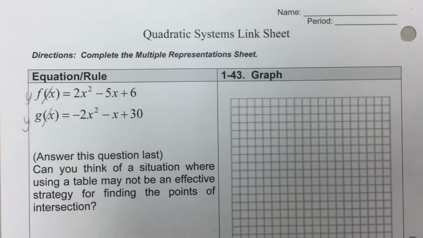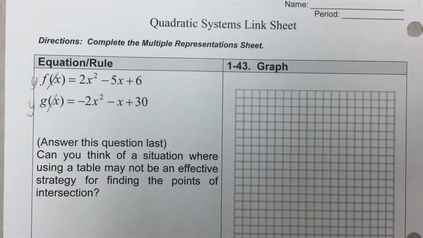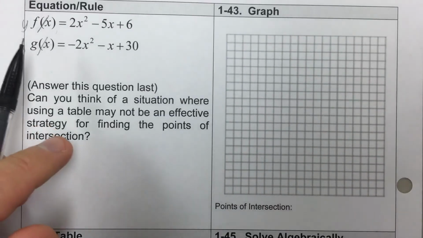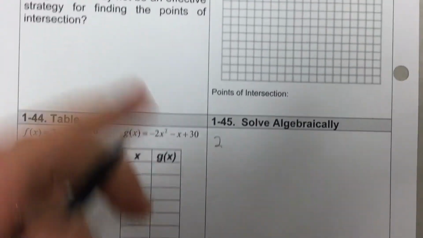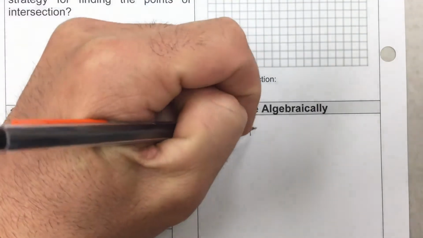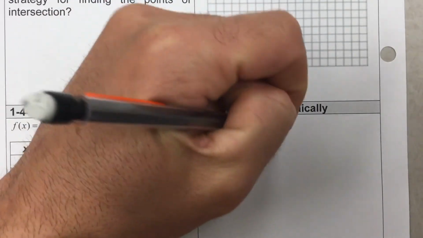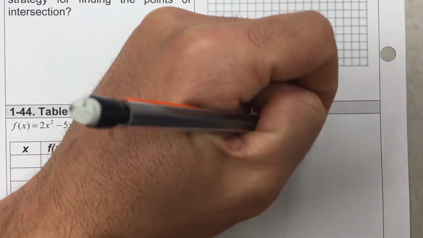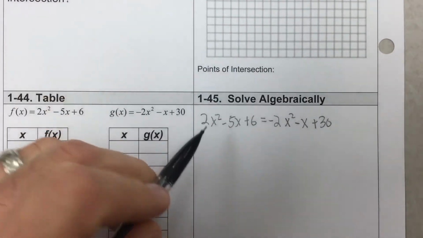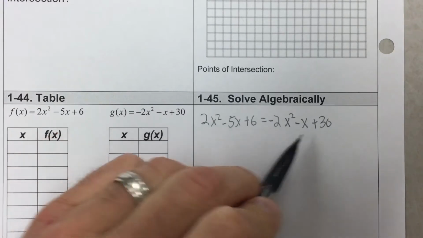You can do any part of the link sheet first, but I'm going to solve algebraically first, and since they're both technically equal to y, I'm going to set them equal to each other. So I'm going to write 2x squared minus 5x plus 6 equals negative 2x squared minus x plus 30. Remember your flow chart now. This is a quadratic equation.